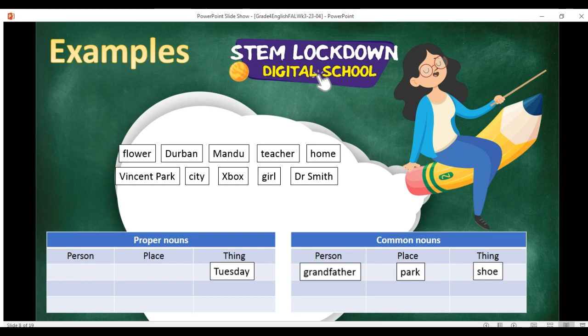Now I've got flower. So I have flowers all over my garden. So if it's all over the show, then it's going to be a common noun. So it's a thing. Now our next word is Durban. So Durban is a name of a place I can go to. So it goes into the proper nouns, place.